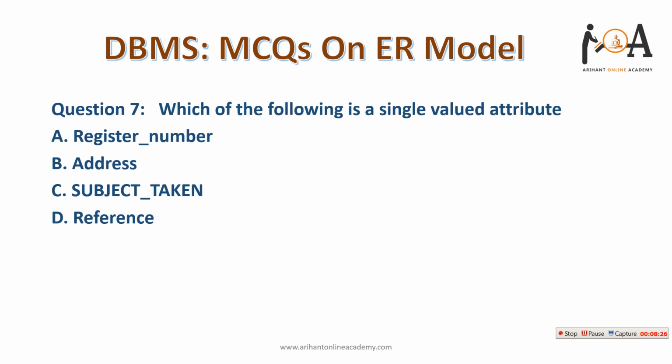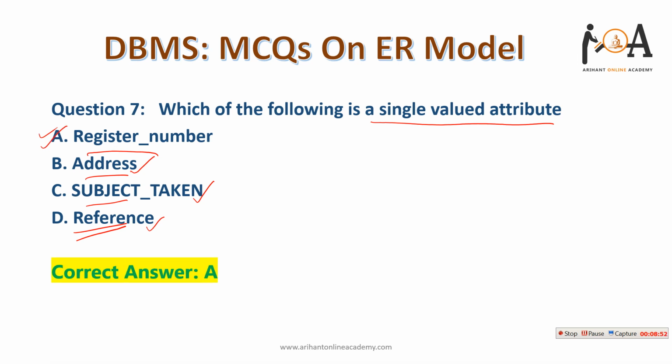The next one is, which of the following is a single valued attribute? Registration number is there, address is there, subject taken is there, and reference is there. So registration number is a single valued attribute. Why? Because a person may have two addresses, if we have two houses, a person may take many subjects, a person may have many references, but registration number of that person would be single. So it is a single valued attribute.